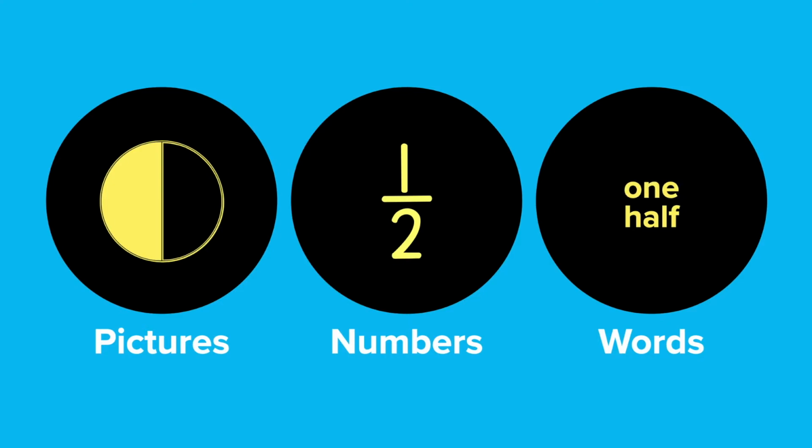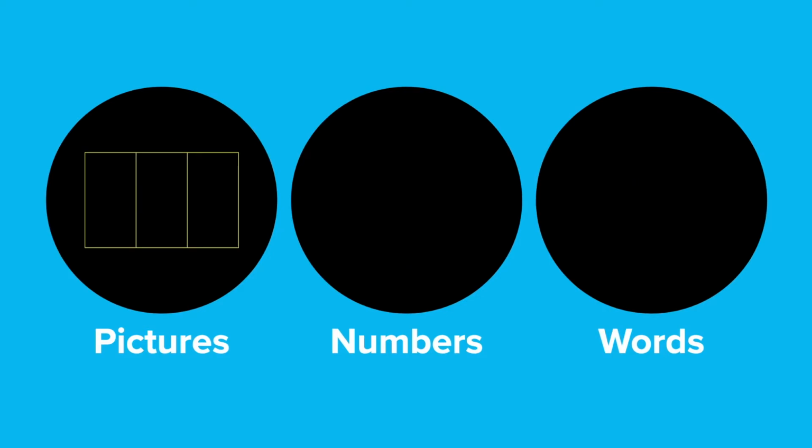This is how to represent a fraction using pictures, numbers, and words. Let's try another one. Here I have a rectangle that has been divided into 3 equal parts. So I'm going to write a 3 as my denominator. And when something is divided into 3, we call those thirds.